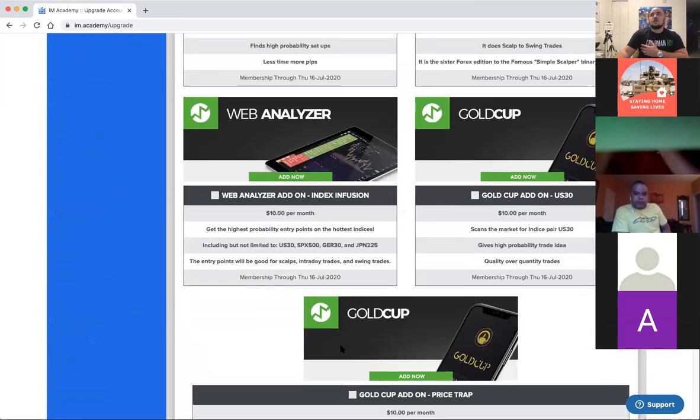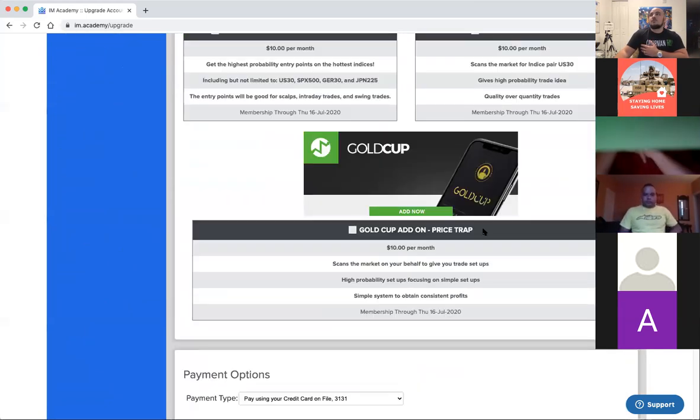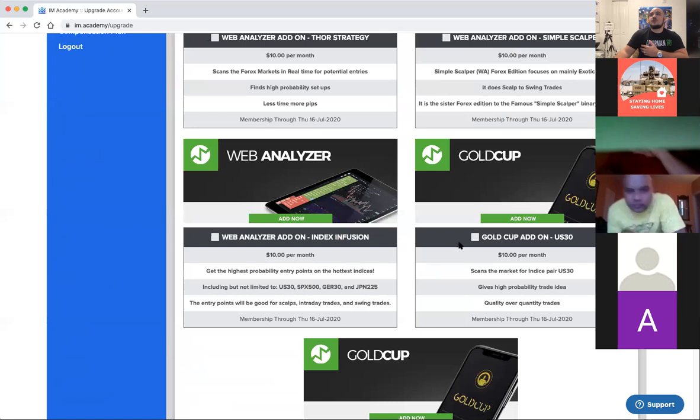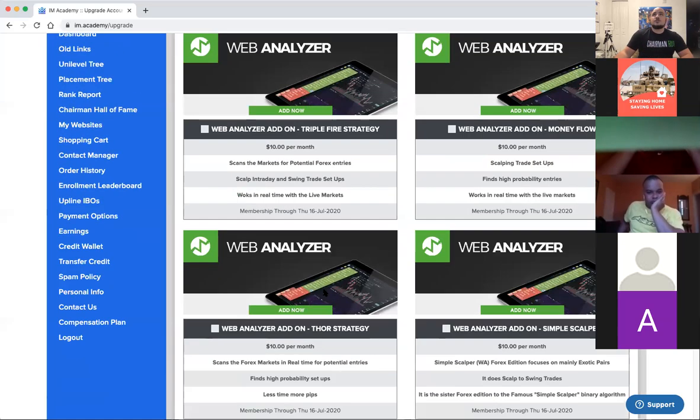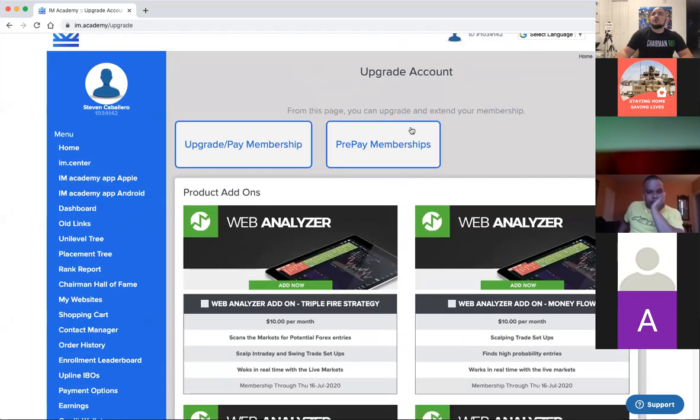There are a lot of good ones, like for Gold Cup you can get Price Trap, and you can get US 30, if you guys like that. This one's really good. The Index Infusion is one that I'm going to be adding. I'm trying to get the creators of this to do a call with our team very soon as well. Anyways, I want to show you how to add things.